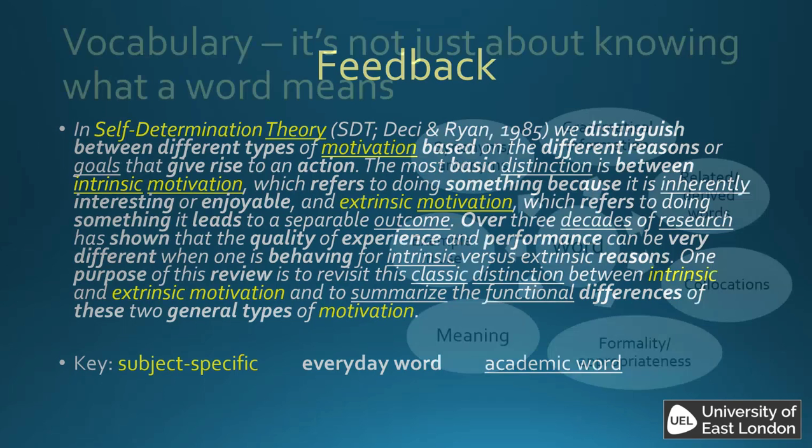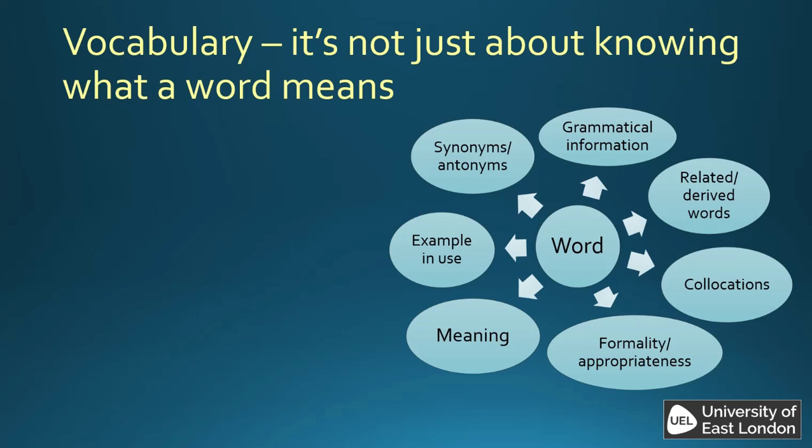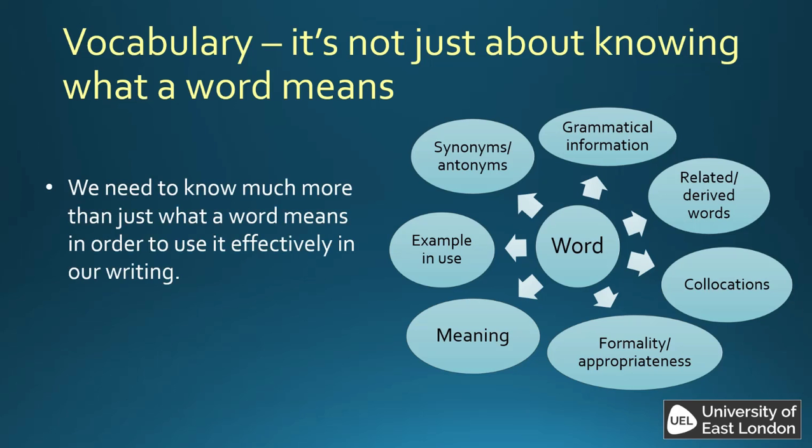We need to know much more than just what a word means in order to use it effectively in our writing. This spidergram shows the different aspects of a word that it may be important to know in order to use it accurately and appropriately in your writing. In addition to a word's meaning, we also need to know how it's used in sentences, what synonyms or antonyms there may be, grammatical information, such as whether it's a noun or a verb, and what other words belong to the word family. We also need to know a word's common collocates, which I'll explain shortly, and whether the word is formal, academic, and appropriate for the kind of writing we are doing.